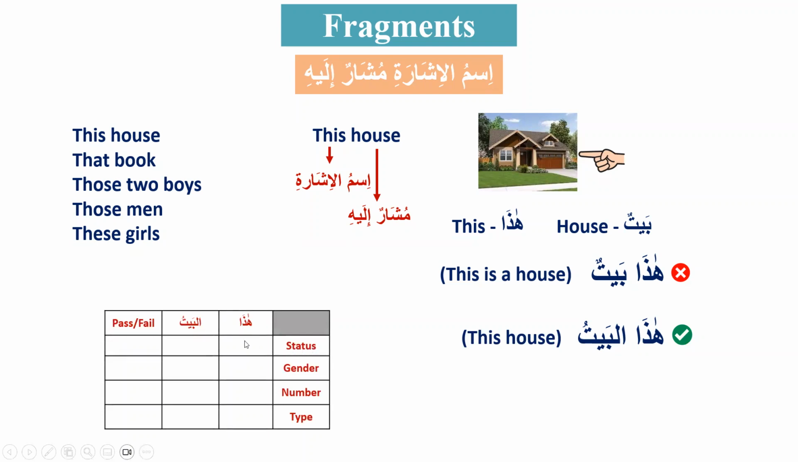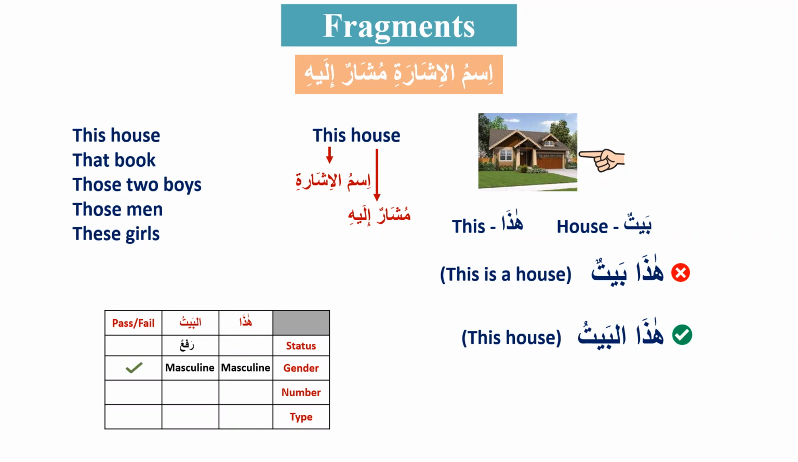What's the status of al-baytu? It could be Rafa, Nasab, or Jar. Al-baytu, yes. Rafa. Haza, we don't know. It could be any, right? As you said before, Haza could be Rafa, Nasab, or Jar. So we come back to it later. How about gender? Haza is masculine. And al-baytu is masculine. So they match in gender.